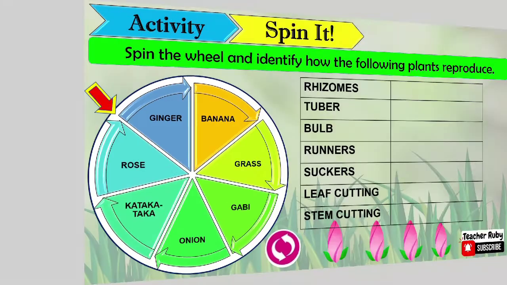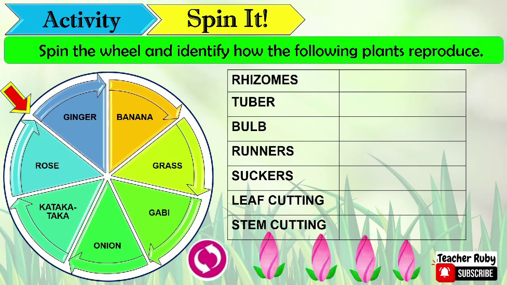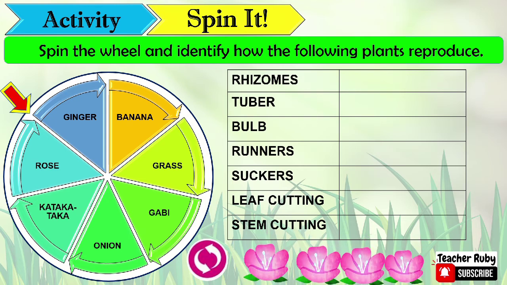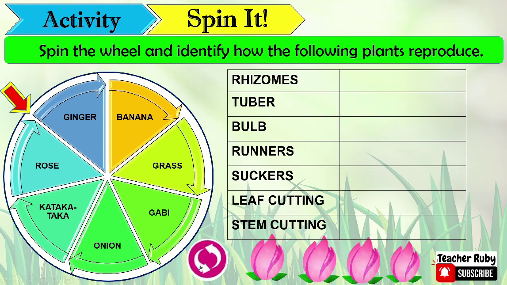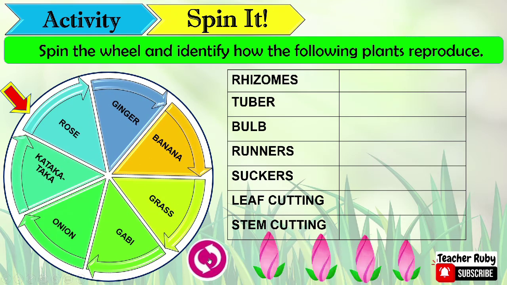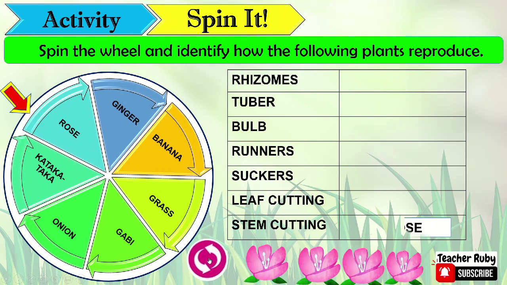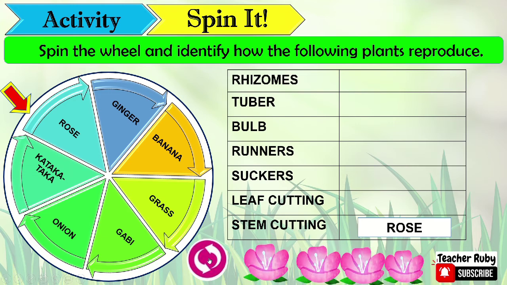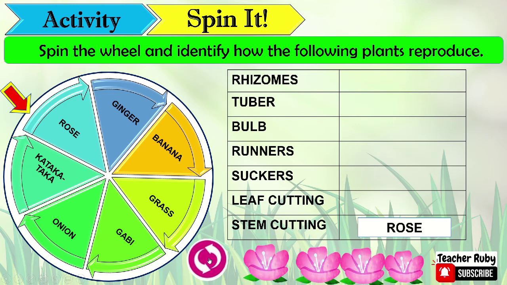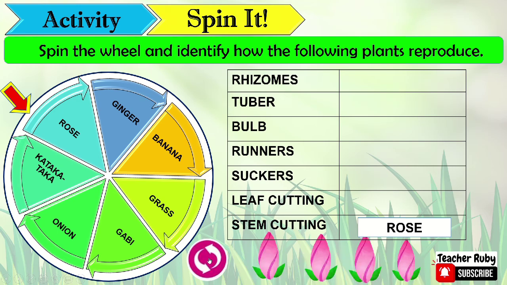For your last activity, let's have Spin It. Spin the wheel and identify how the following plants reproduce. Let's start. First plant, rose. How does rose reproduce, or what kind of non-flowering plants? Rose reproduces through stem cutting.